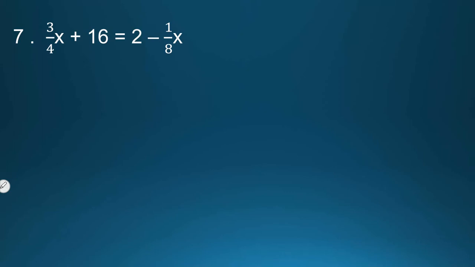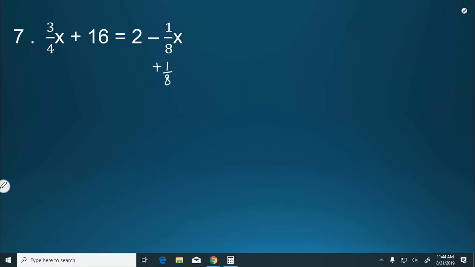Skipping 6, let's look at 7. Again, I'm doing the odds with you. You're going to do the evens on your own. So now I've got variables on both sides again with some more fractions. I've got 3/4 x and negative 1/8 x. I want to put those together first. Since one is negative, I want to add that to the opposite side to balance and avoid having more negatives. So I'm going to add 1/8 x to both sides.